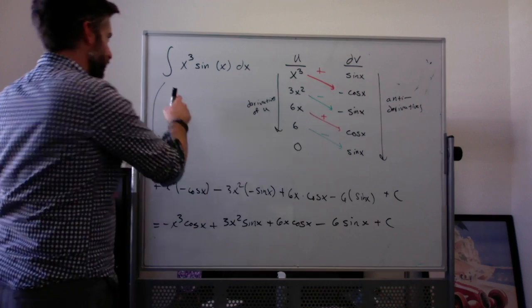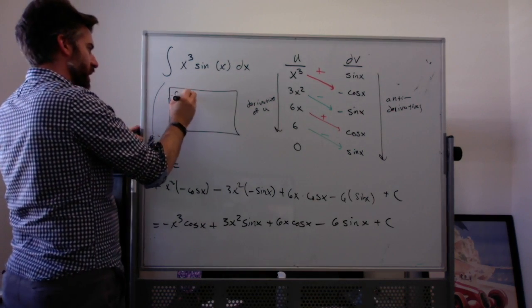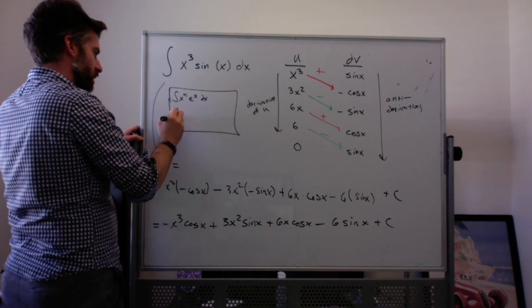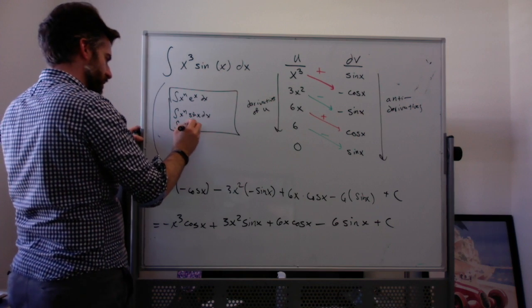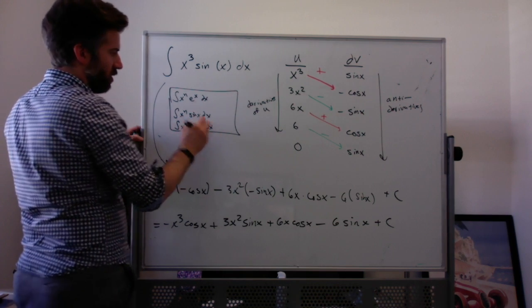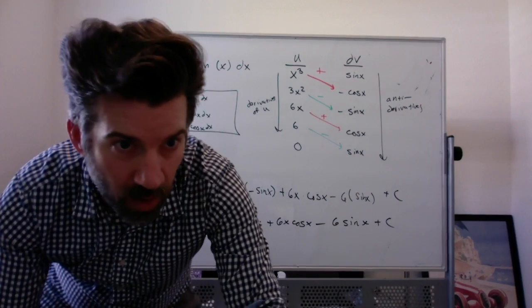The tabular method works for anything like the integral of x to the n times e to the x, the integral of x to the n times sine of x, the integral of x to the n times cosine of x. Those are the only 3 types of integrals where you can use the tabular method for repeated integration by parts.